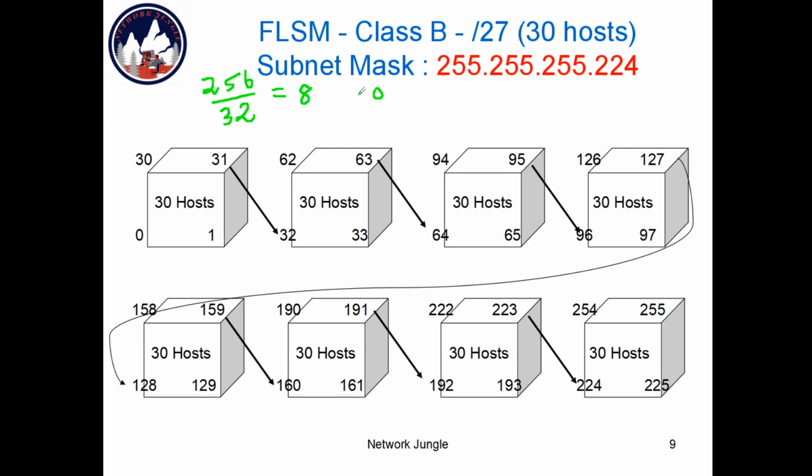So any IP range can start from 0 to 31. That is 32 addresses, starting from 0 to 31. So it can be incremented by 32. So 0 plus 32, 32. Next, 31 plus 32, 63. Likewise, then 64. 32 plus 32, 64. So 64 plus 32, 96. 96 plus 32, 128. 128 plus 32, 160. 160 plus 32, 192. 192 plus 32, 224.